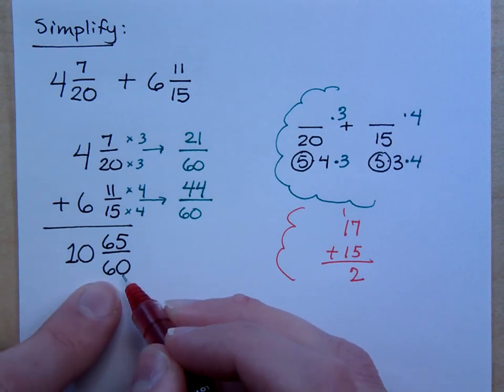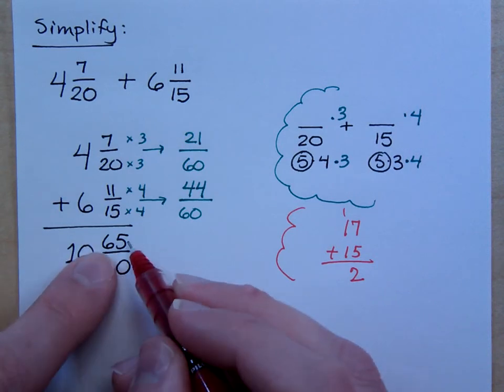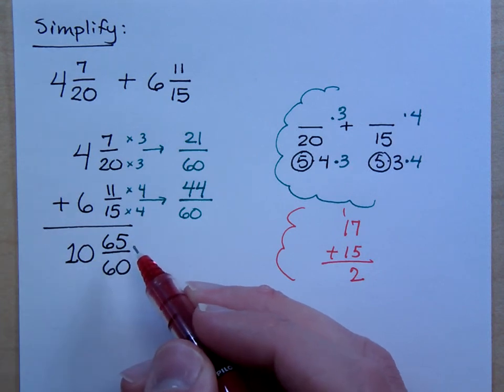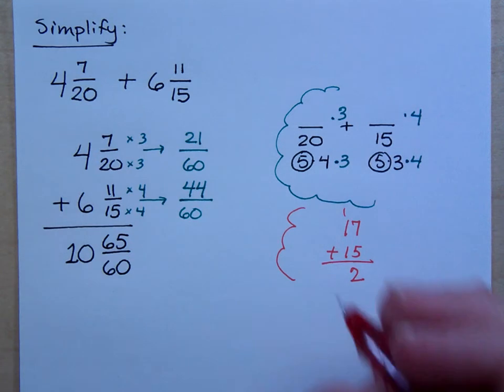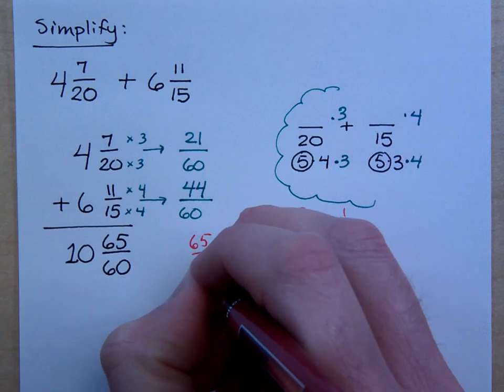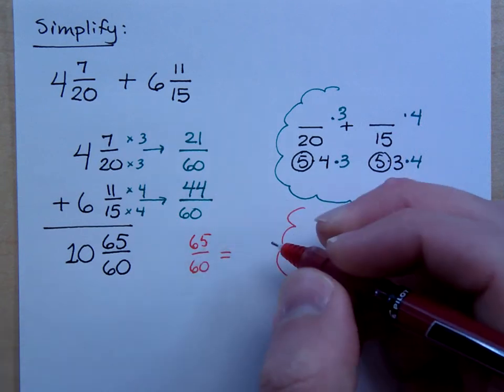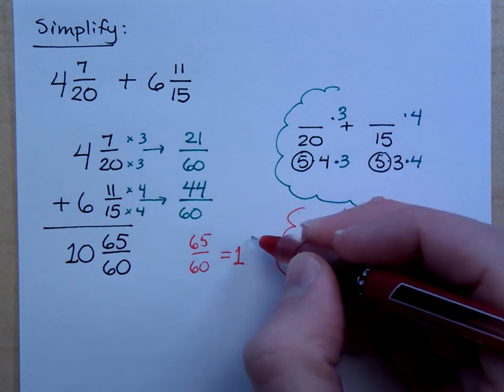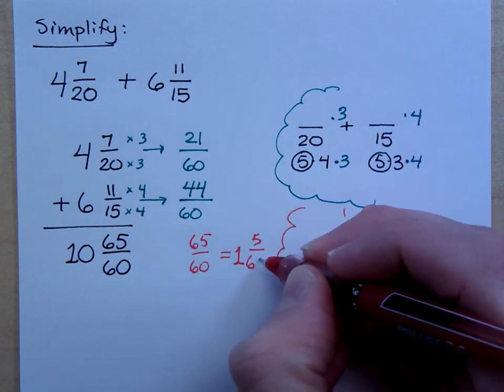I need 60 pieces to make a whole unit, right? I got 65. Oh, so that means I have enough to make another whole unit, right? Do y'all agree? And if you don't, think about this. 65 over 60. How many times does 60 go into 65? There's another whole piece with how many left over? Now you've got 5 extra pieces. Do y'all agree?